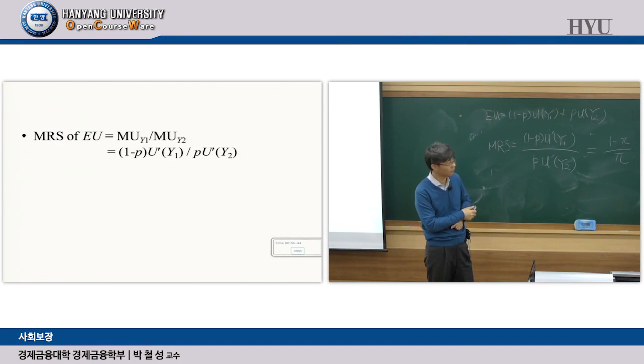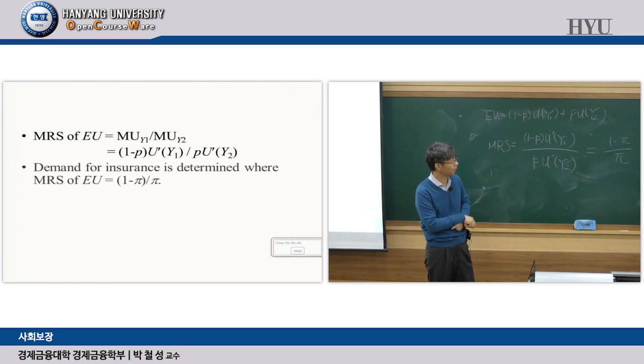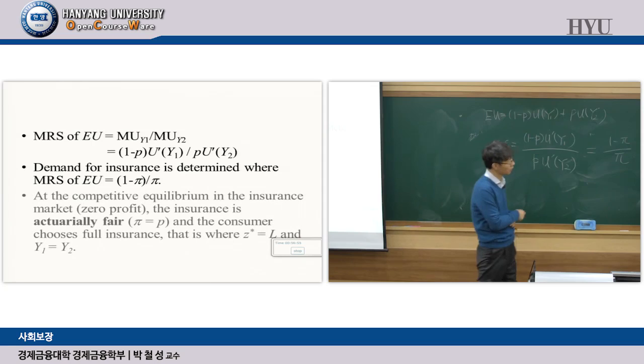Now let's think of pi, the insurance premium. So demand for insurance is determined where the MRS of EU equals 1 minus pi divided by pi.